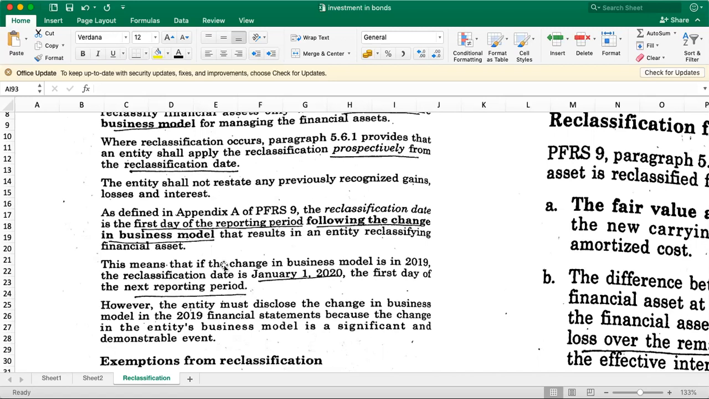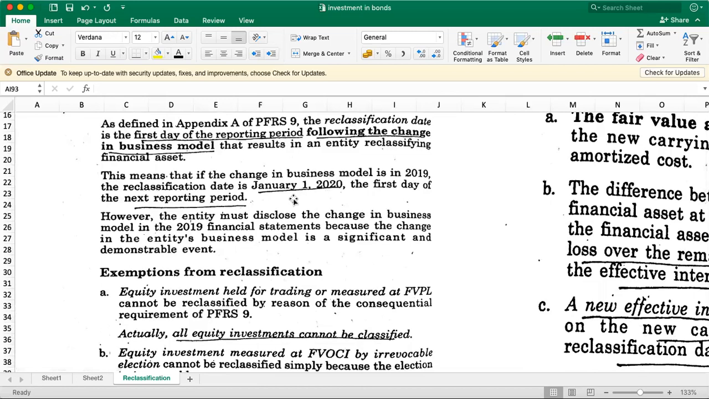What does this mean? If the change in business model is in 2019, when is the reclassification date? The reclassification date is January 1, 2020, which is the first day of the next reporting period after the reclassification. Take note of this: the reclassification date is the first day of the next reporting period after the reclassification.